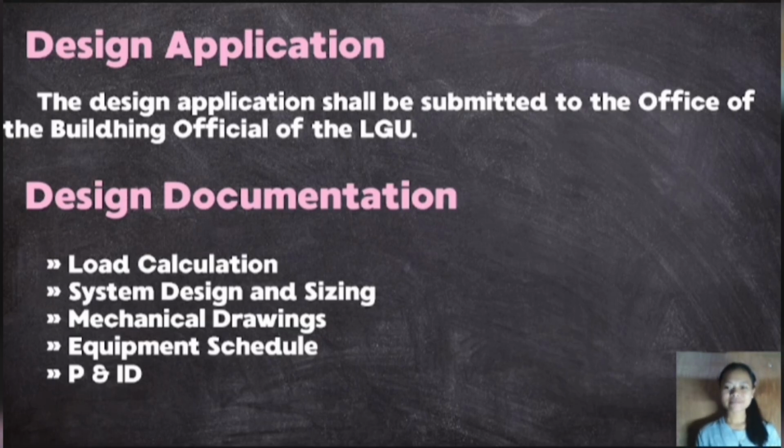Design application. Before a steam or hot water system can be installed in a building, its design must be submitted to the Office of the Building Official, or OBO, of the local government. This ensures that the design is safe, follows standards, and meets all regulatory requirements.